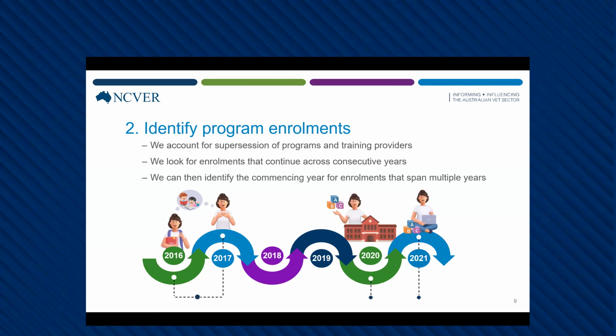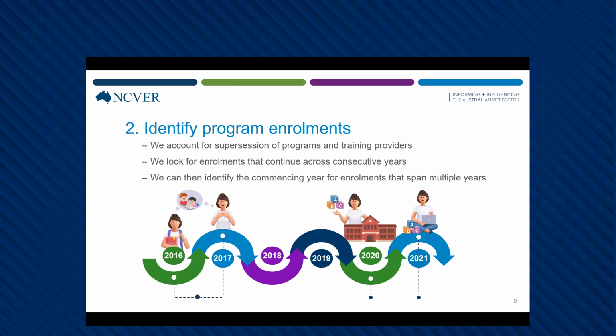The next step then is to look at the detail of the enrollment records for each student. So one thing to note is that it's common for programs to be superseded over time. This can occur as they go through accreditation renewal, so the course content may change, and that may result in a new program identifier code. So we need to account for those changes to program codes as we're working through our analysis.